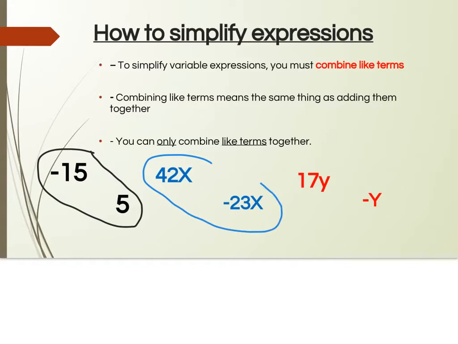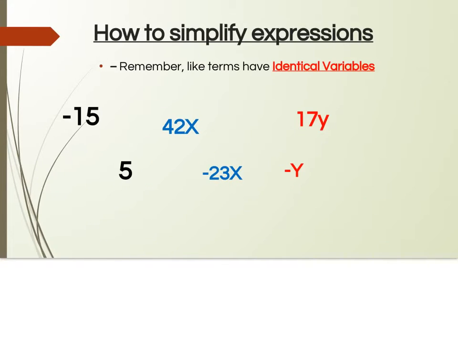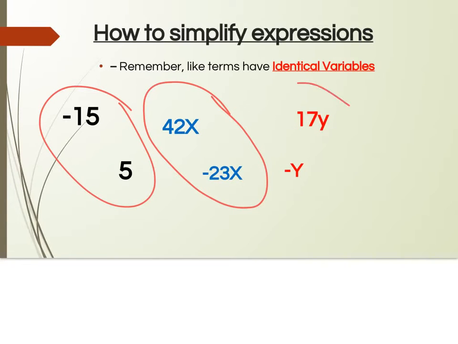You can combine like terms that have the same variable, as in 42x and -23x, where they both have an x in them. And you can combine terms that have a variable such as y, like 17y and -y. Remember, like terms have identical variables, which means they have the same letter. Either they don't have a letter at all, they have the same letter x, or they have the same letter y, or another same letter.